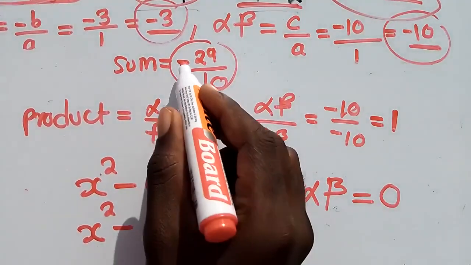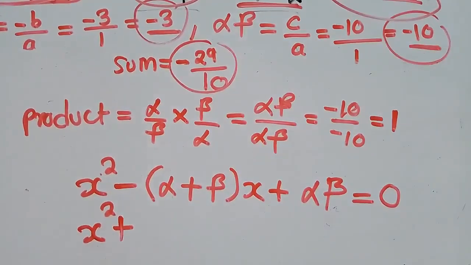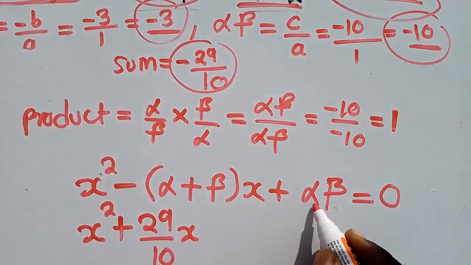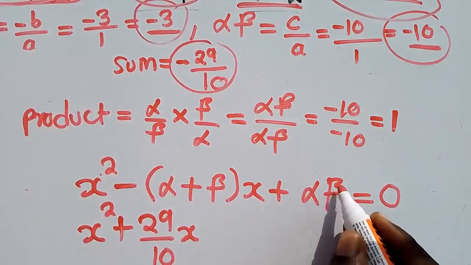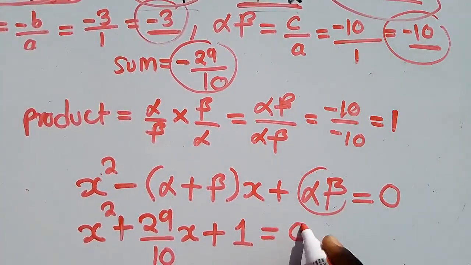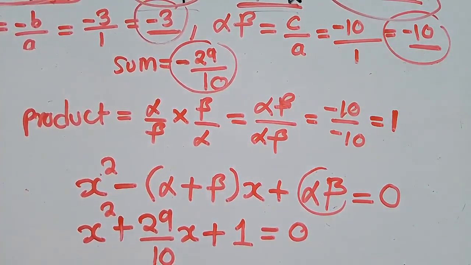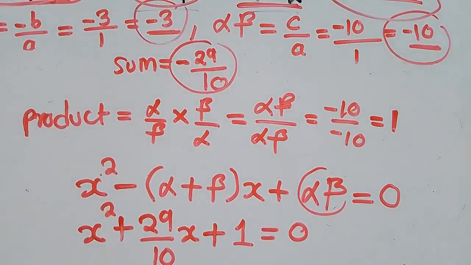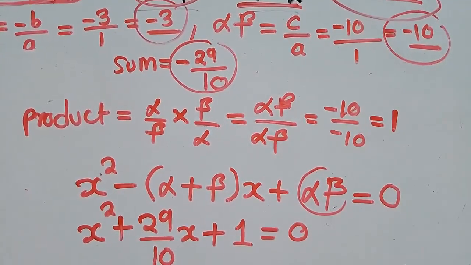If that's the answer, it is negative, and here there is negative, so this one becomes positive: positive 29 over 10. Then x there comes. Then we've got the product of the roots, alpha beta, so plus 1, which is equal to 0. Have you seen? These are the answers that you need to come up with. So let's make sure we practice these questions and answer them properly.